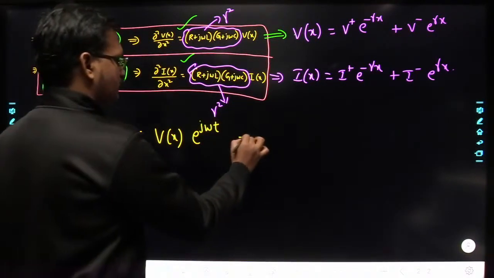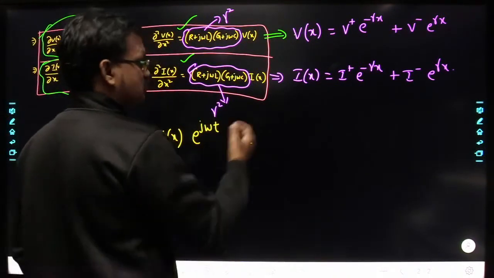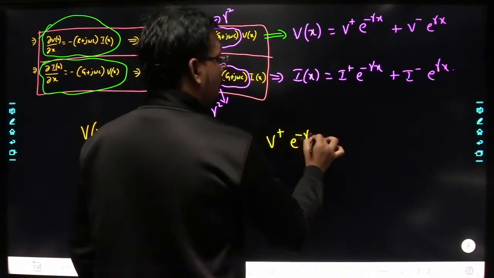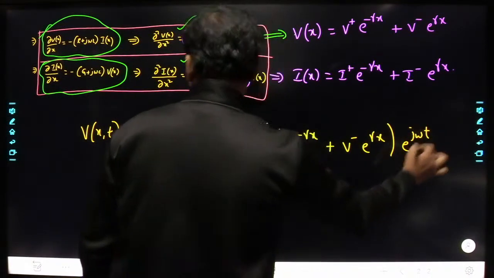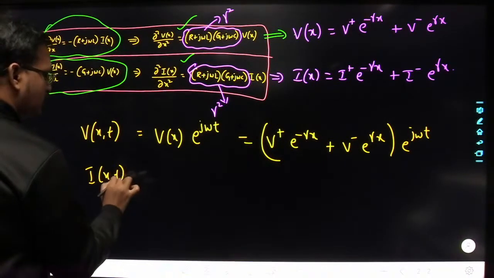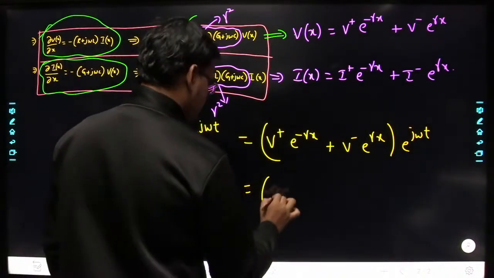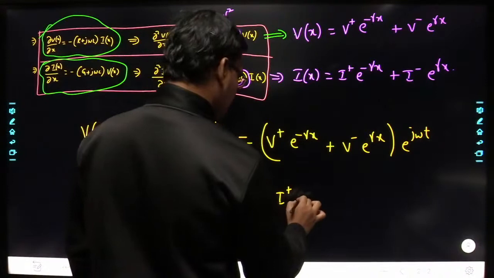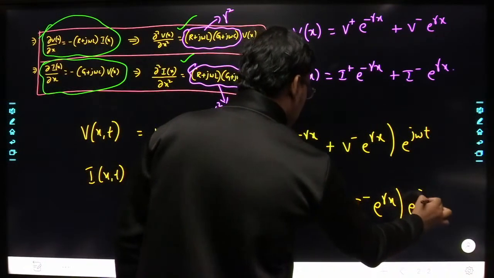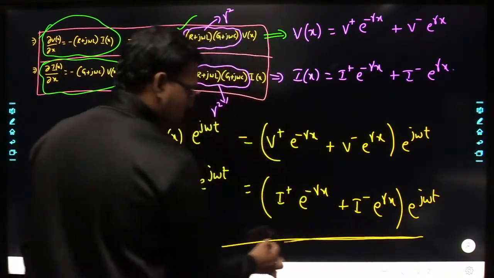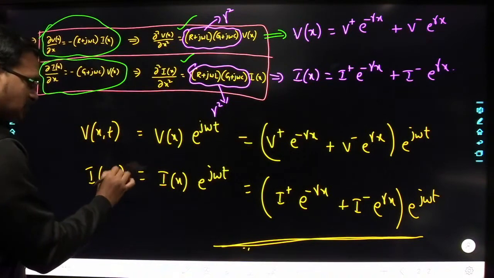So what is the complete solution? We have determined V of x. Multiplied by e power j omega t, it gives the complete solution, that is, V plus e power minus gamma x plus V minus into e power gamma x, into e power j omega t. Similarly, I of x comma t is equal to I of x into e power j omega t, which is equal to I plus into e power minus gamma x plus I minus into e power gamma x, into e power j omega t. These are the complete solutions of voltages and currents on the transmission line.